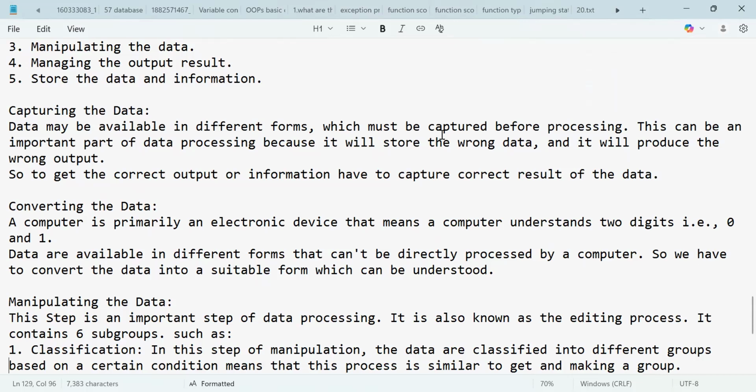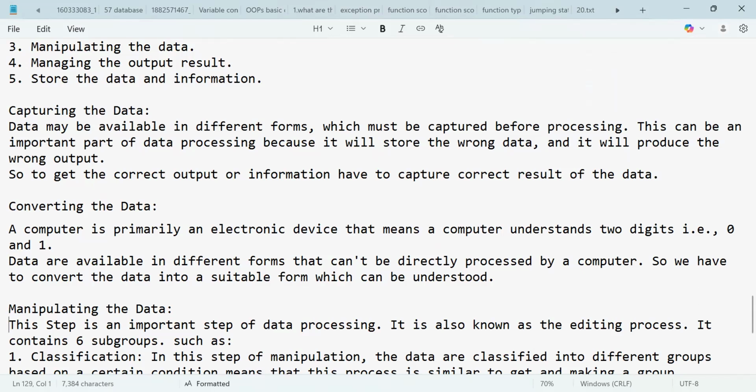So whenever you put in 1 plus 2 equals 5, then it will store the data as 1 plus 2 equals 5 and produce the output. So to get the correct output or information, you have to capture the data correctly. That is capturing the data. Next is converting the data.